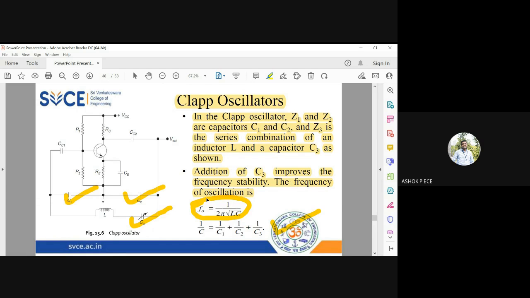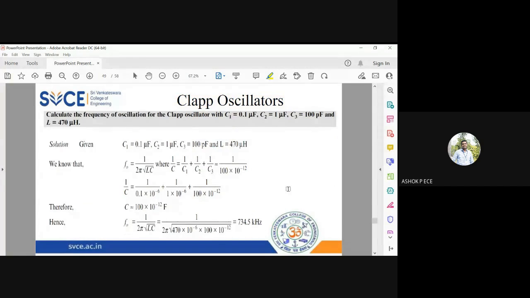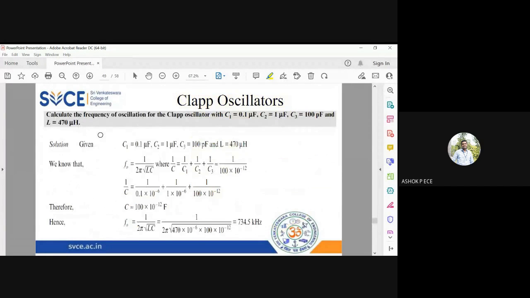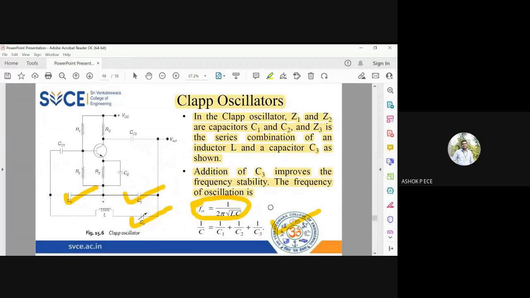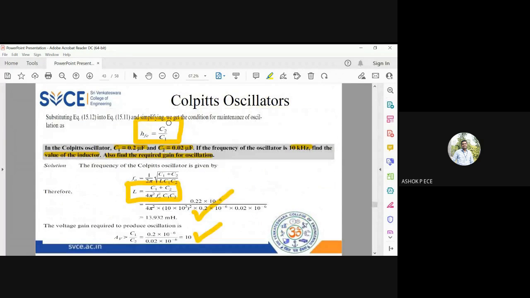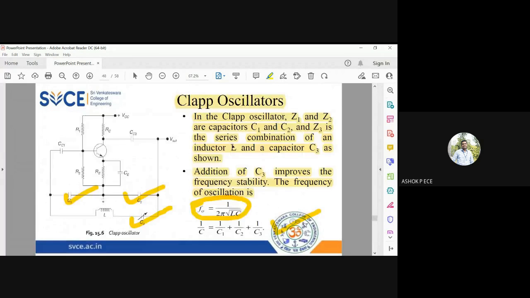In Colpitts we had 1 by C1 plus 1 by C2 only, but here there is additionally one capacitance, since we're adding it externally for some application purpose, that will also contribute to the formula for the frequency of oscillation. And if you derive the gain, it will be the same as this one. So as in Colpitts, C2 by C1, we will get the same hfe as C2 by C1 also. That derivation we have already done.